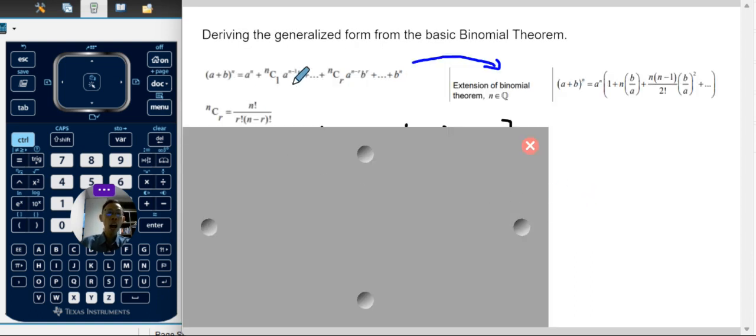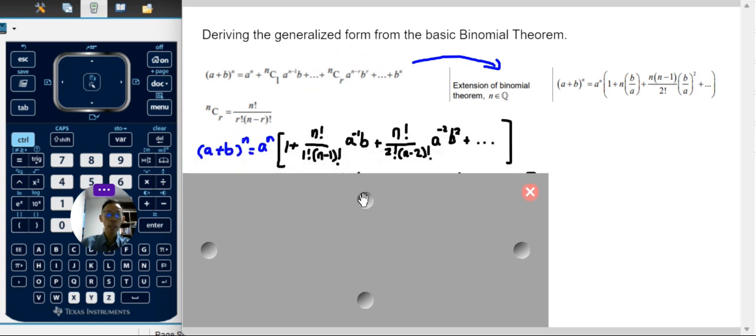In the next slides, we see how we can derive this generalized form from the basic binomial theorem. So we start by writing the basic binomial theorem. For example, we can expand it like this. That is, replace the nCr by n factorial over 1 factorial and (n minus 1) factorial. And at the same time, I've also taken out a to the power of n from each of the terms. So this is what I get.